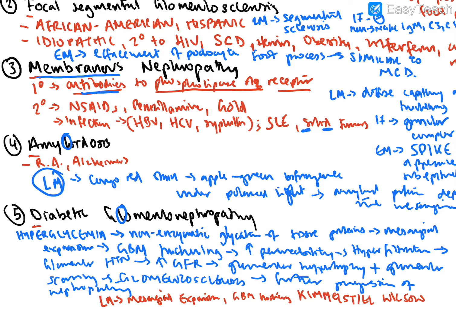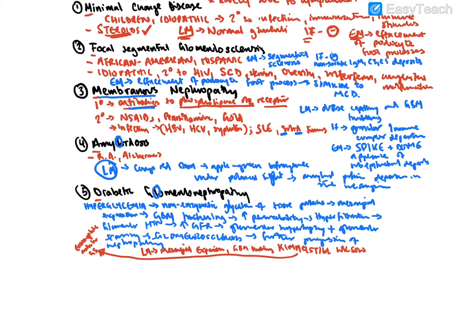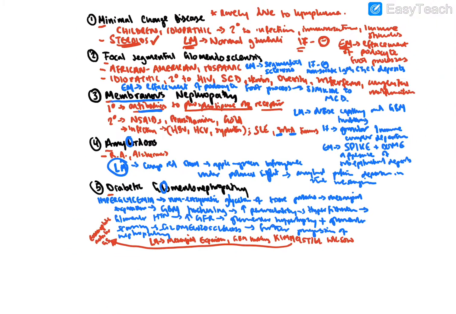I will write it slowly in a small way over here: eosinophilic nodular glomerulosclerosis. Okay, this is what you will see with the Kimmelstiel-Wilson bodies. So these are basically the features of nephrotic syndrome.